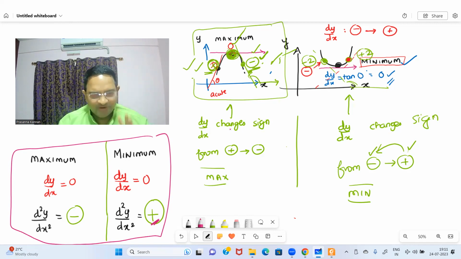Now, if I give you a function and ask you to find the maximum value, how many steps are there? Two steps. What is the first step? dy by dx is equal to 0. Find dy by dx, equate it to 0. You will get some solution from that. Now you have to verify that solution. Do the second derivative. Second derivative must be negative. Then you can ascertain that this function reaches maximum at that point.